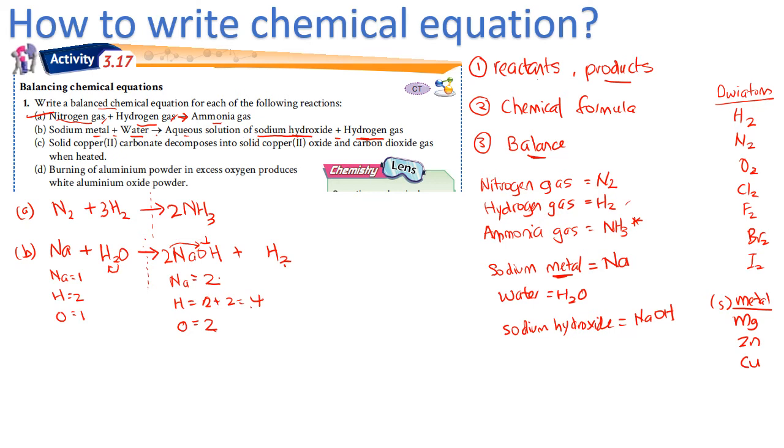Now, it's not balanced yet. Sodium here is 2, so you need to times 2, and sodium becomes 2. Hydrogen here you got 4, so this one you times 2: 2 times 2 is 4. Then oxygen 1 times 2 is equal to 2. So this is a balanced chemical equation. All is balanced: 2, 2, 4, 4, 2, 2.